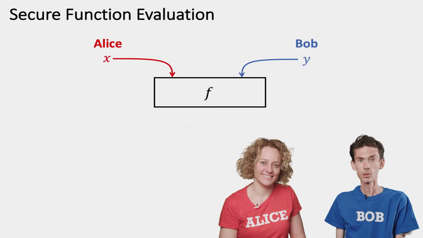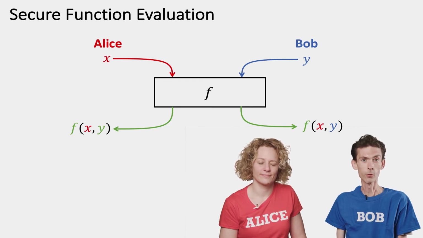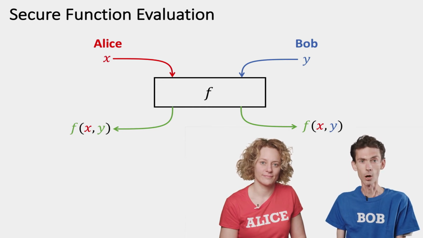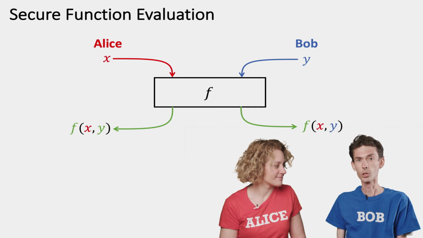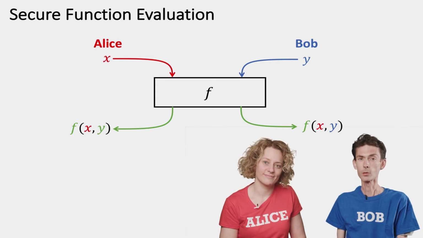Now, Alice should be able to put her input x into this protocol, and Bob puts his input y into this protocol. And at the end of the protocol, each of them should learn the outcome, which is the value of the function evaluated at Alice's input x and Bob's input y. So that's the correctness condition. Alice should learn f of x, y, Bob should learn f of x, y.